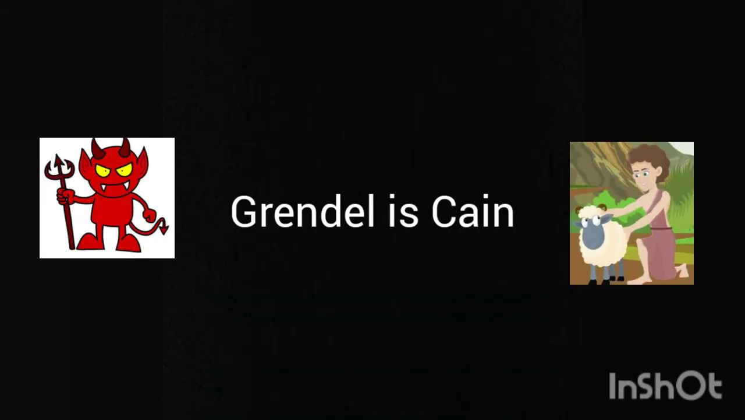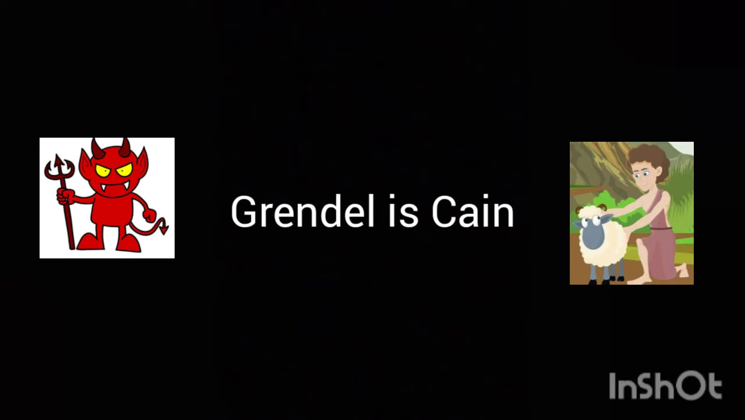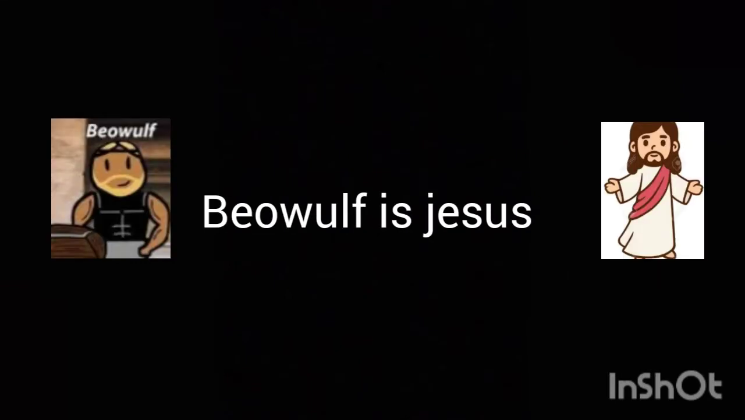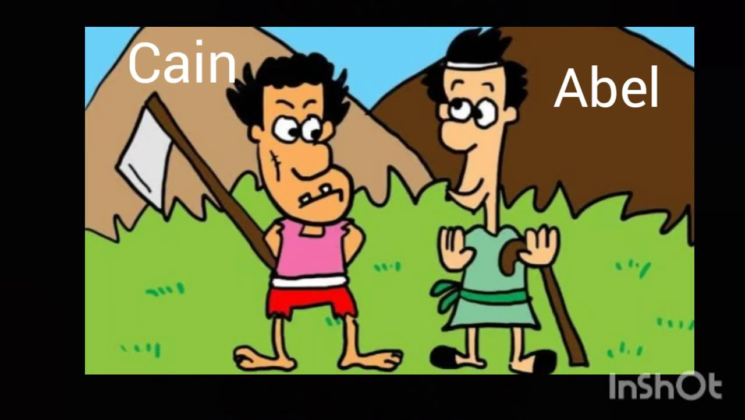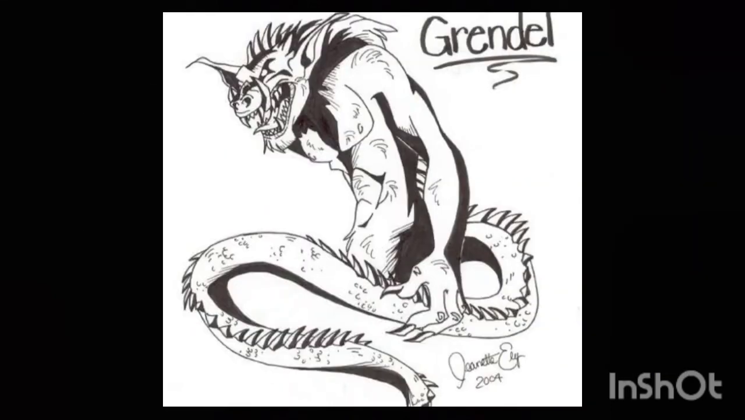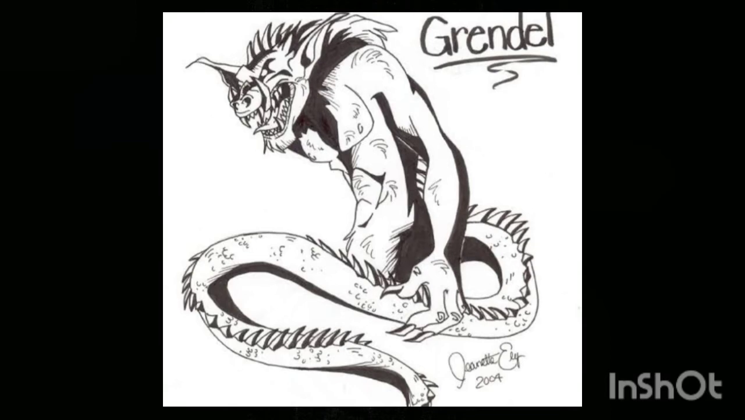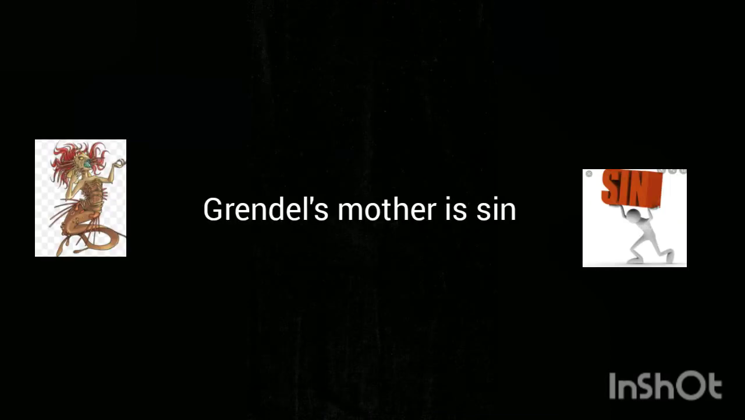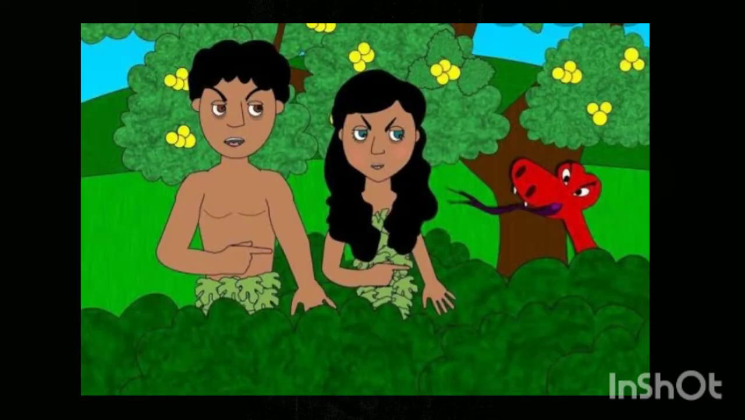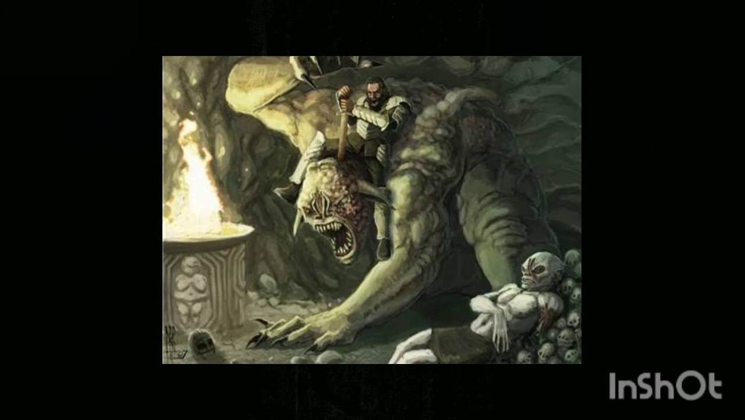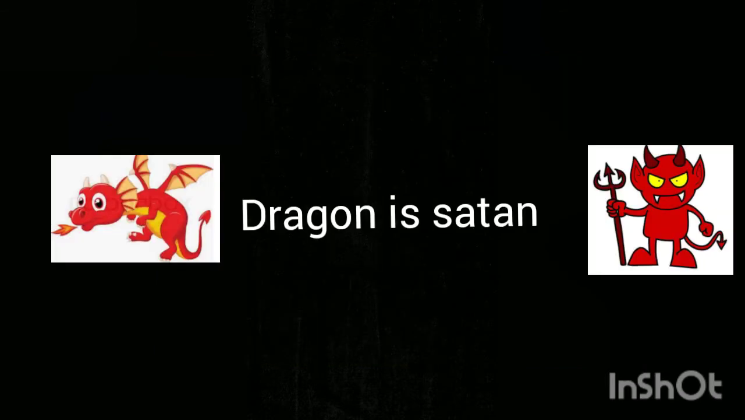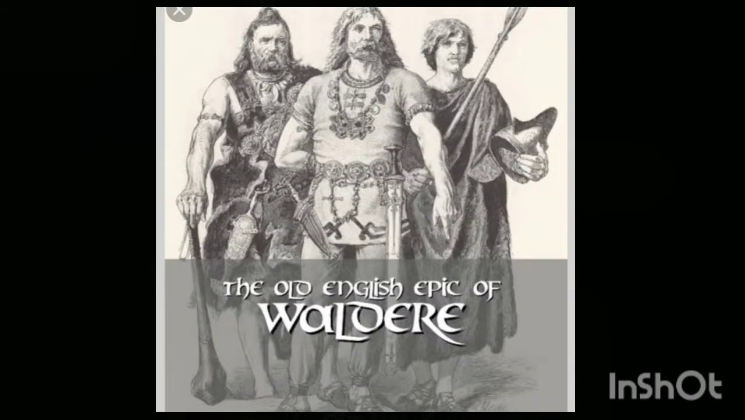In this poem, the monster Grendel is a descendant of Cain. Cain, the son of Adam and Eve, killed his brother Abel. Grendel can be seen as an allegory of evil. Grendel's mother is an allegory for sin. When Eve first convinced Adam to betray God, by defeating her, Beowulf is overcoming sin. Last is the dragon. The dragon is an allegory for Satan.